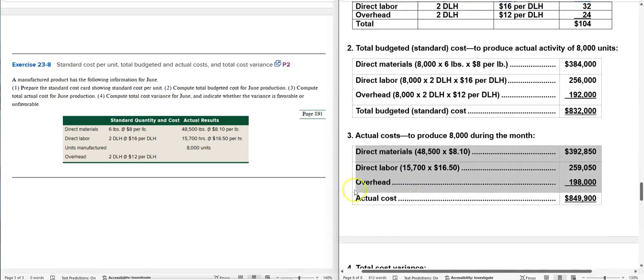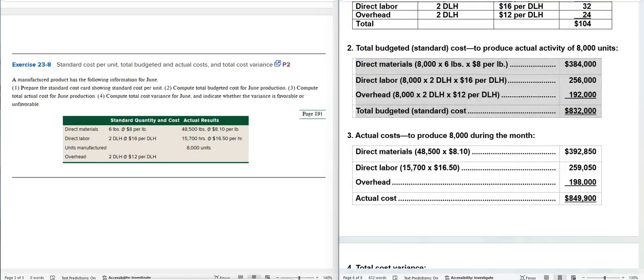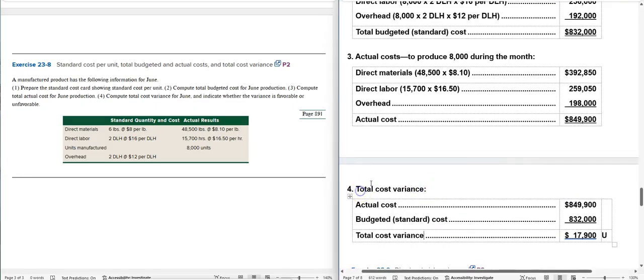Okay, so now that we have our total actual cost and we have our total budgeted cost, they want us to then compute the total cost variance for the month, right? The total cost variance in total is going to be the difference between the budgeted cost based off of standards and the actual cost based off of the actual results. So we just need to compare total actual cost to total budgeted cost based off of standards. So what we have here is a total cost variance of 17.9.